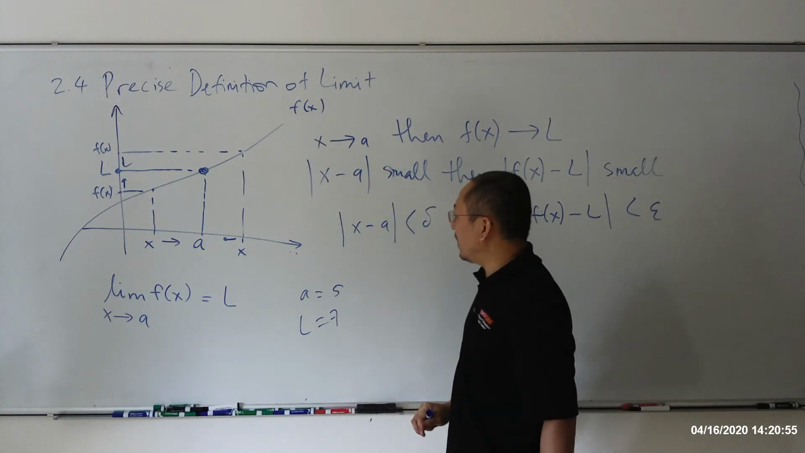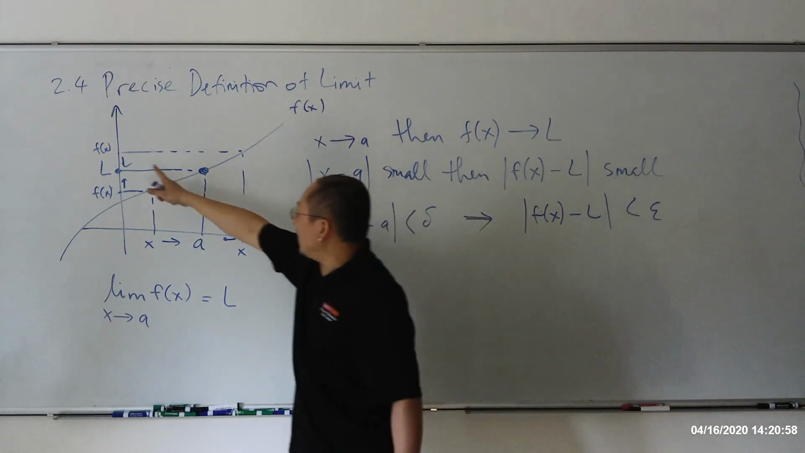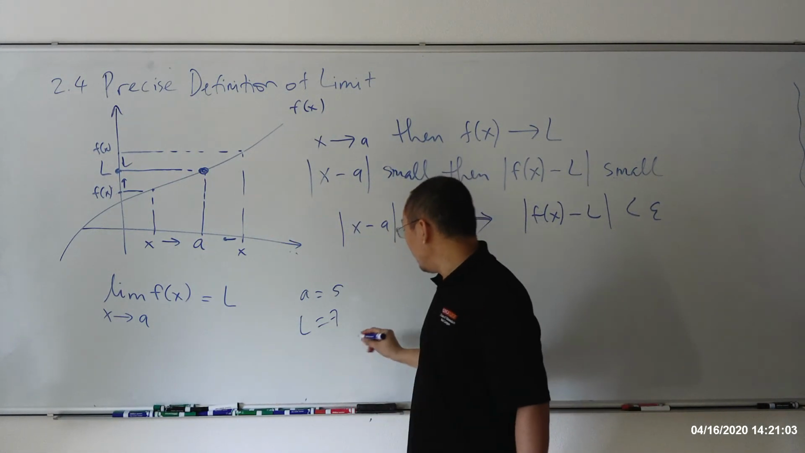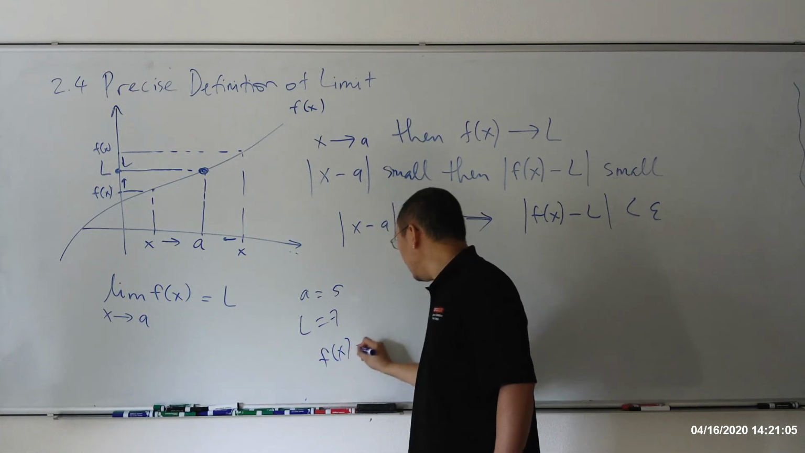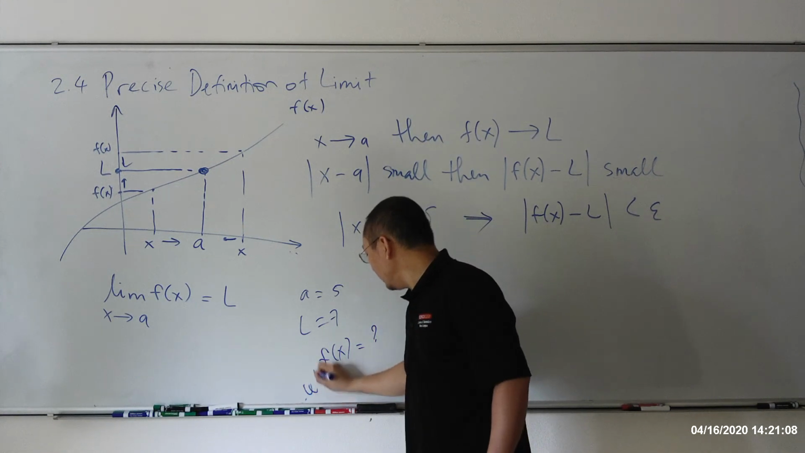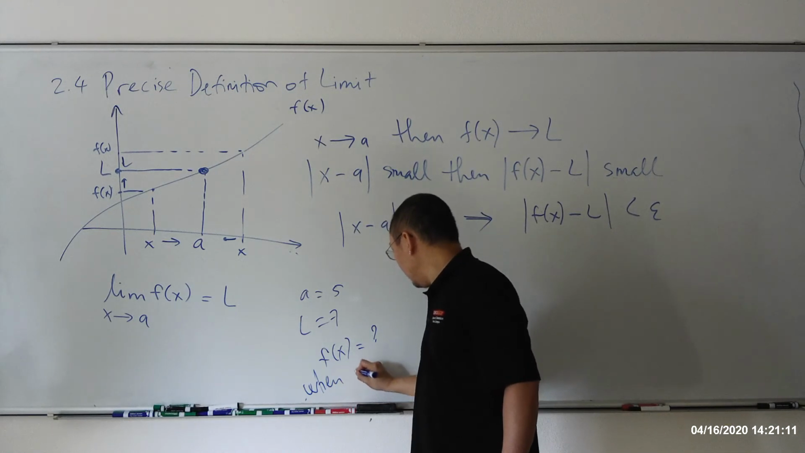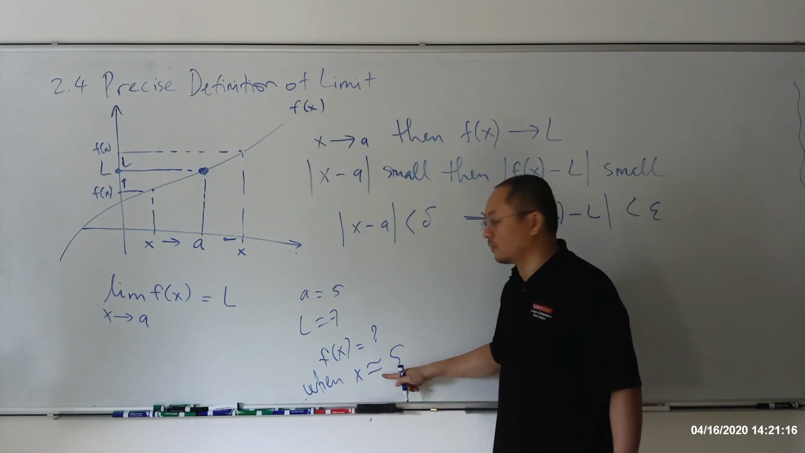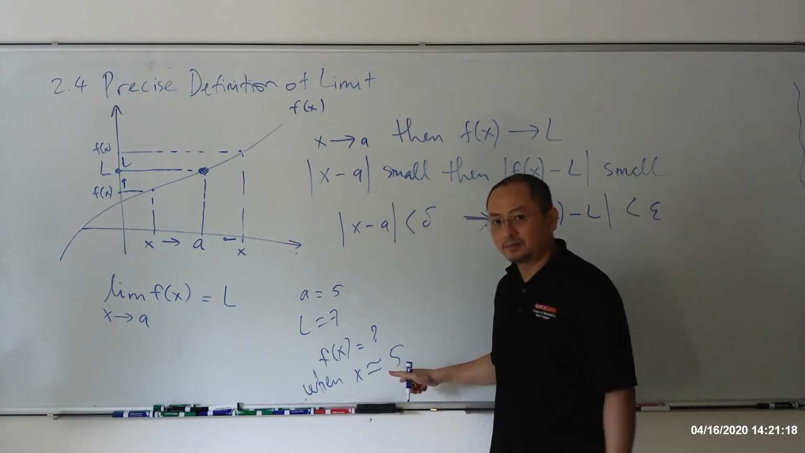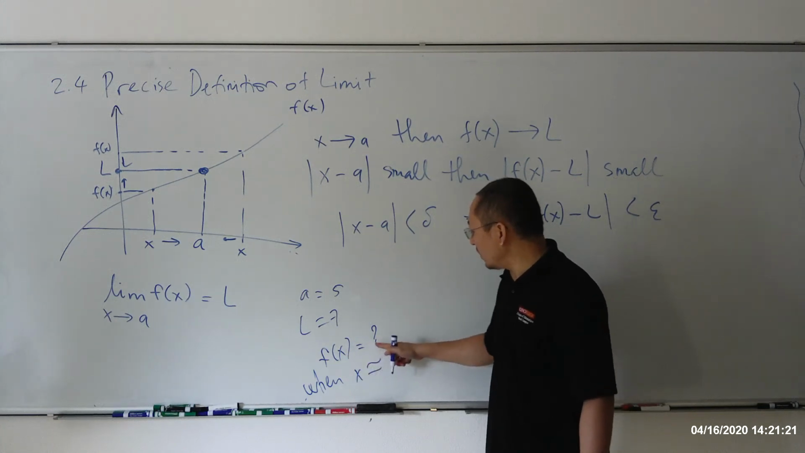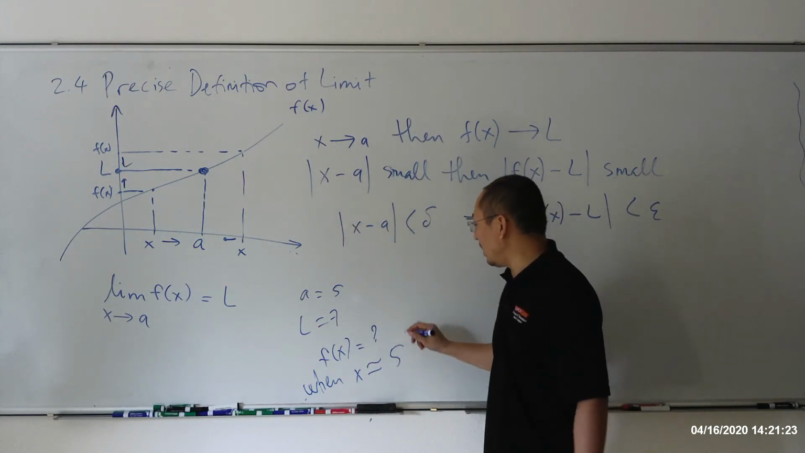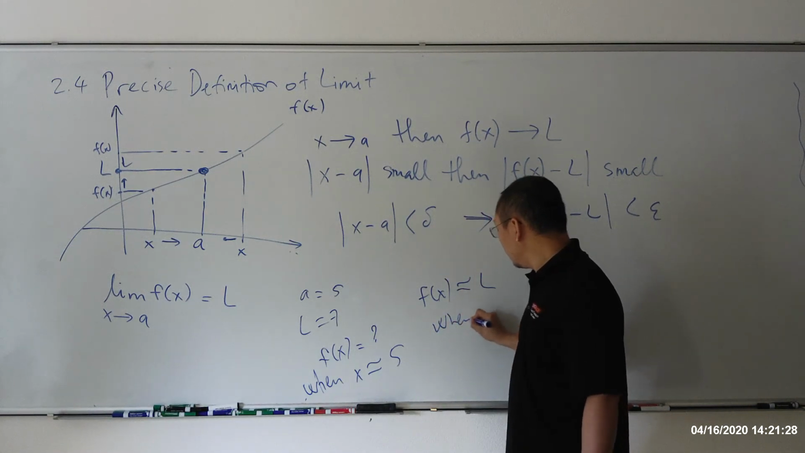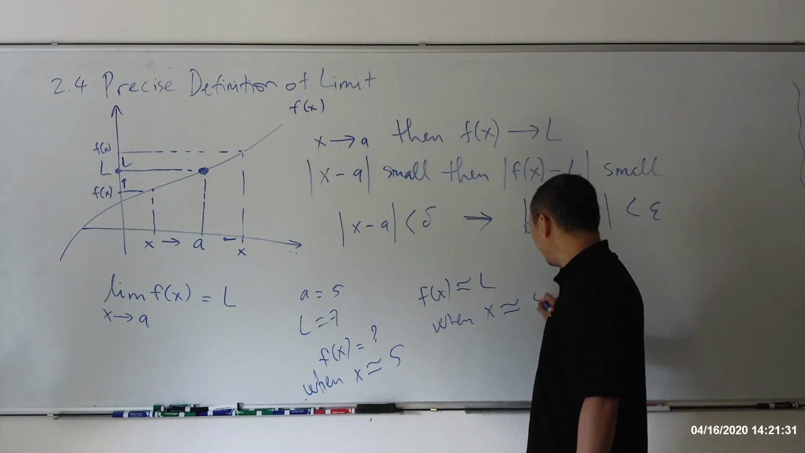So think of approximation. Say I want to approximate the L with x close to 5. What is f of x equal to when x is approximately equal to 5? You see the way I'm writing it is not exactly equal to 5, okay? Getting close to 5. What is f of x equal to? Of course, you can guess in this example, f of x is going to be approximately equal to L when x is approximately equal to 5.